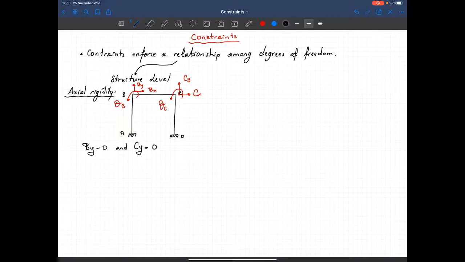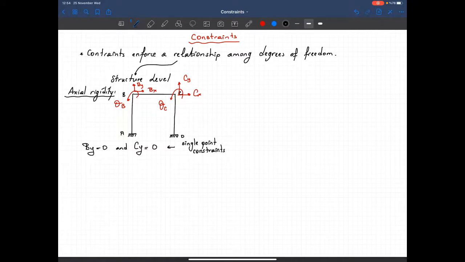So here, as you see, I'm defining a relationship for these degrees of freedom. Okay, these are called single point constraints. Okay, I'm forcing the solution to give me 0 deformations at By and Cy.